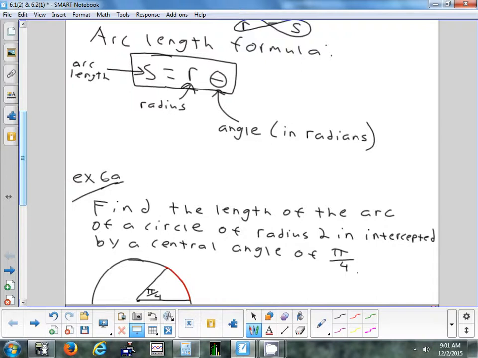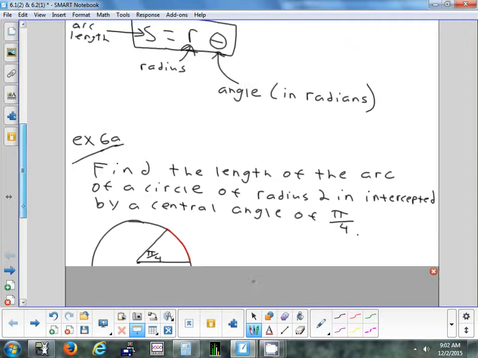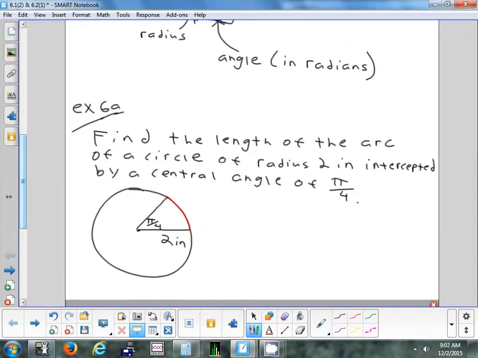All right, so this one says find the length of the arc. Okay, so that first part of the sentence right there tells me what letter I'm solving for. Find the length of the arc if the radius is 2 and the angle is pi over 4. Right, so for this problem, I drew it out. You don't need a sketch. You won't get a sketch in every problem.